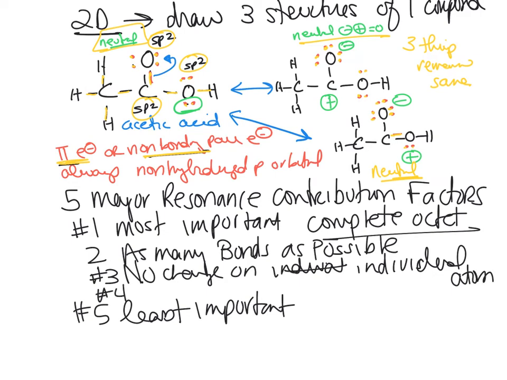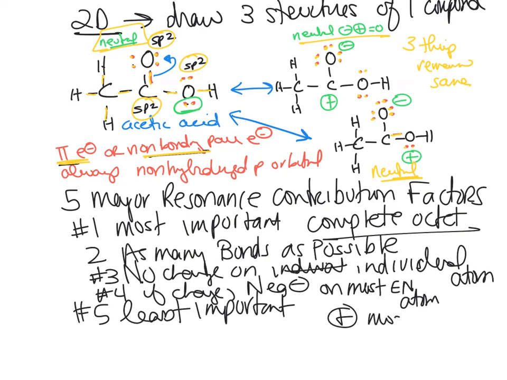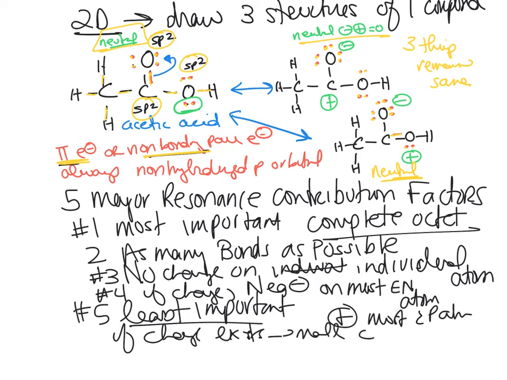Number 4, if you do have a charge, you want to have the negative charge on the most electronegative atom. And if you have to have a positive charge, you have it on the most electropositive atom, or the least electronegative atom. And the least important, if charge exists, you need to have small charge separation.